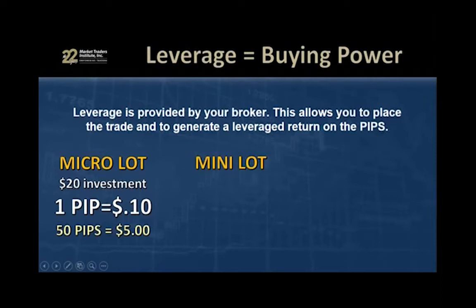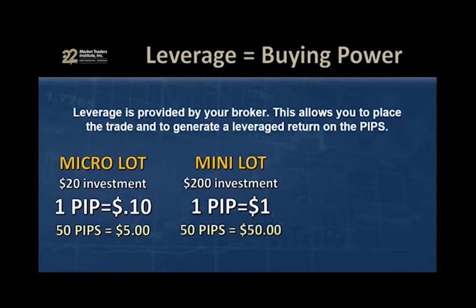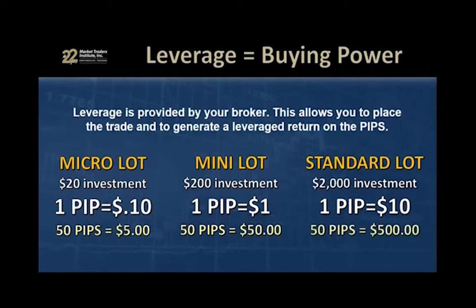Now, a mini lot is a $200 investment from your trading account. Each pip is now going to be worth $1. So now those same 50 pips that we capture are going to be worth $50 in profit. So we have a micro lot and a mini lot. We also have what's called a standard lot. A standard lot is the standard by which most traders strive to achieve in this market. Now, a standard lot is about a $2,000 investment from your trading account. Each pip is now going to be worth $10. So those same 50 pips that we capture are going to generate about a $500 profit.